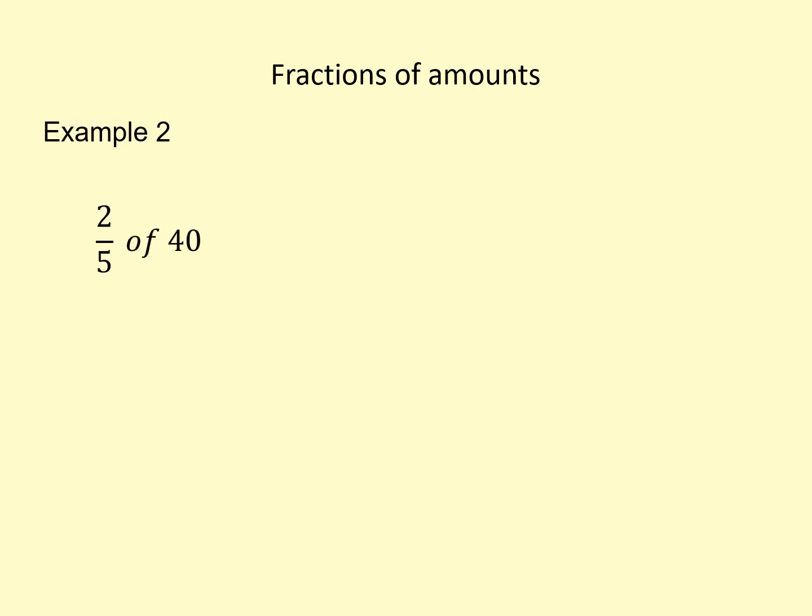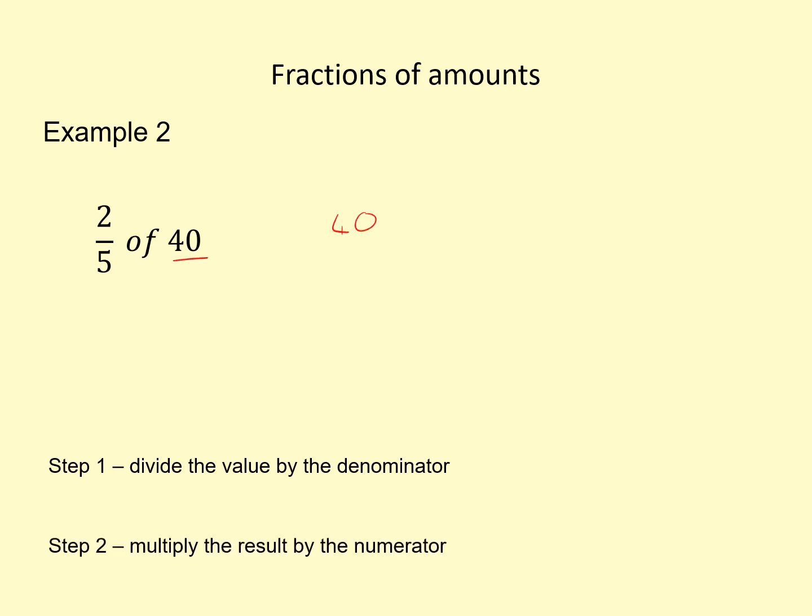Example 2, we have 2/5 of 40. So step 1, divide the value by the denominator. So remember, the value is 40. We start with that. We're going to divide it by the denominator, which is 5. So divide by 5 gets us 8. And then we're going to multiply the result by the numerator. So that is then 8 times 2 gets us 16. Again, another straightforward example. Another easy way to pick up some marks on an exam.